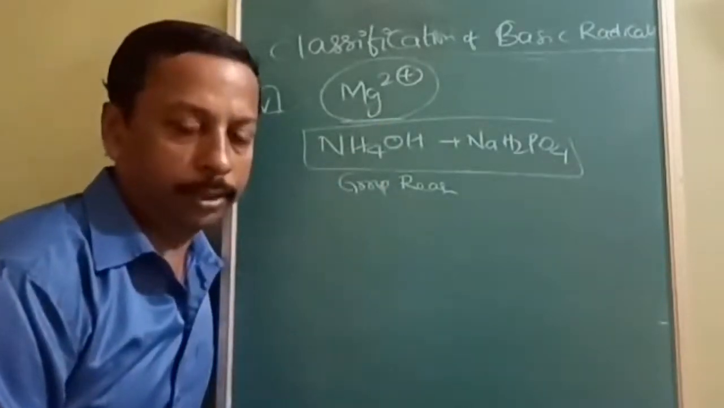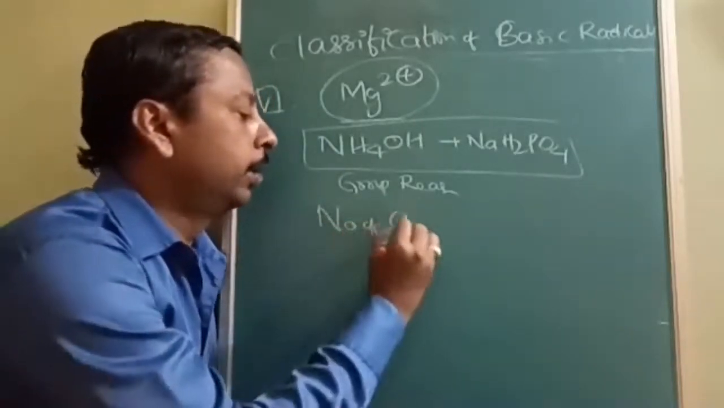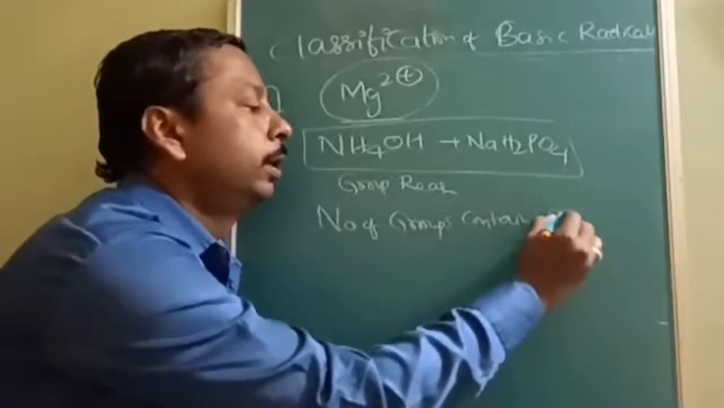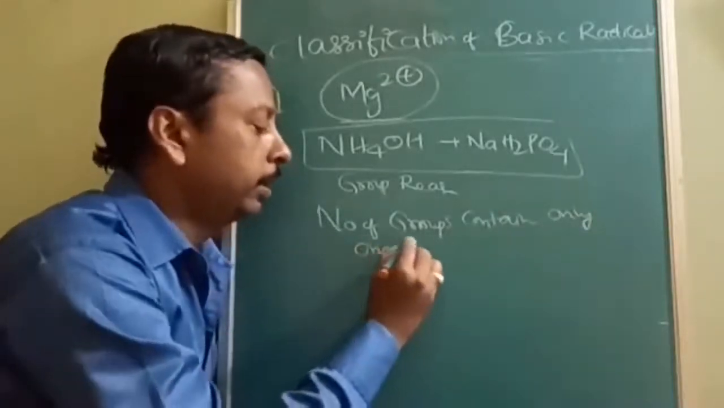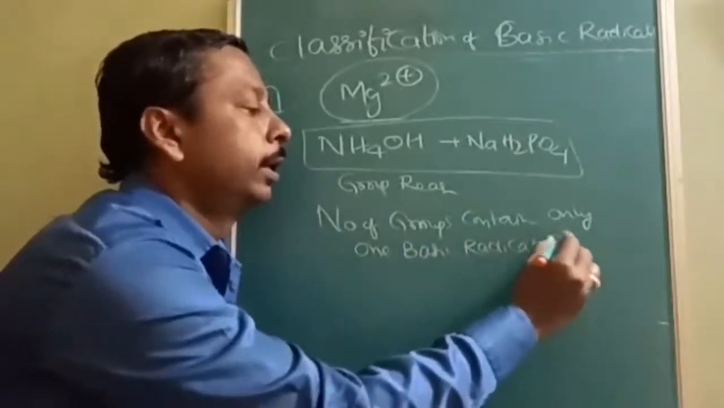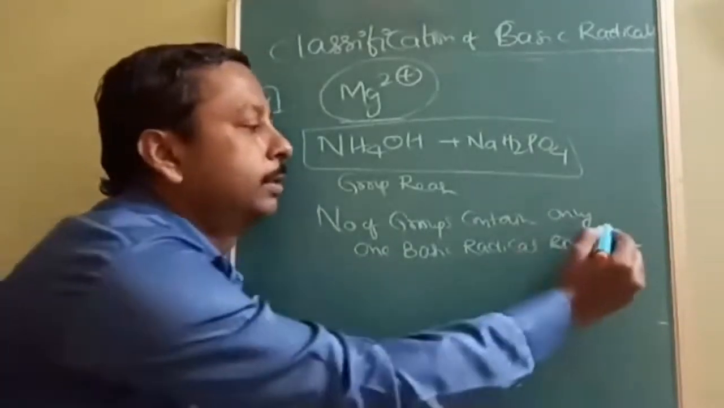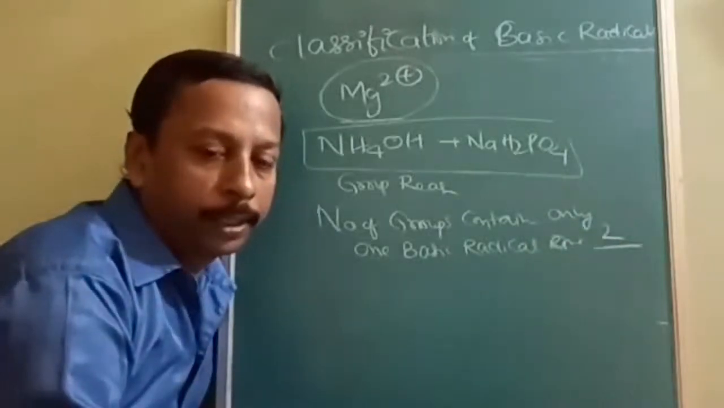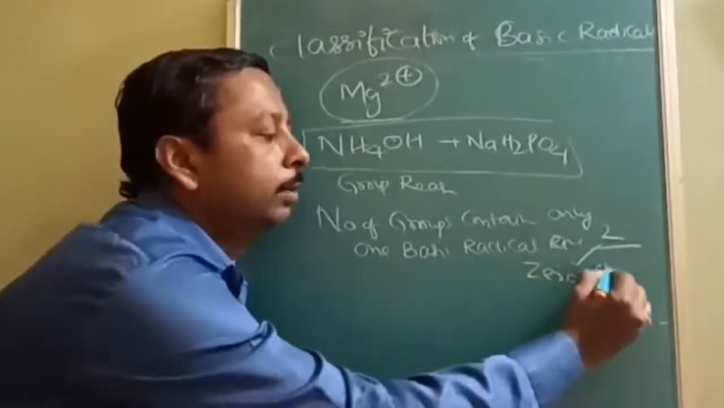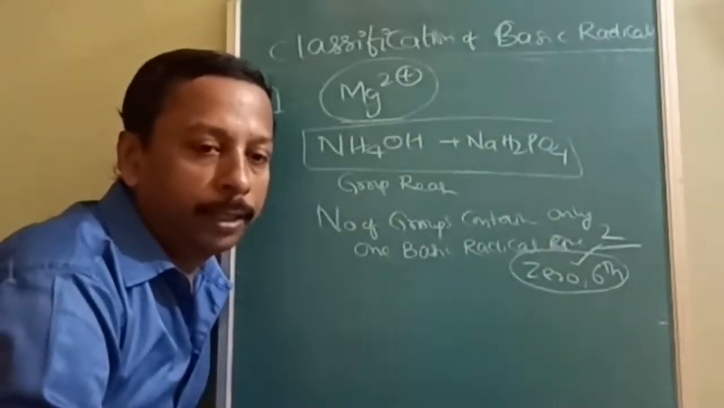Now, if you summarize, there are a number of groups. The question is: the number of groups containing only one basic radical are? What is your answer? The answer to this question is 2. Which group contains only one element? The 0 group, the starting group and the last group, contain only one element in their groups.